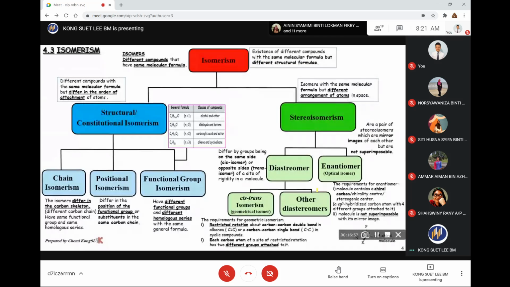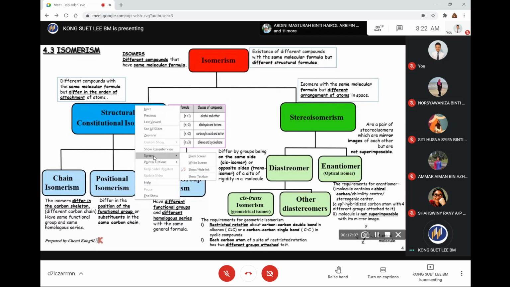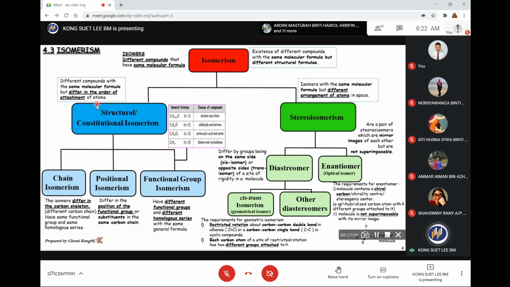Okay, so next proceed. Isomerism 4.3. Based on here, you have to know that isomerism divides into two parts. Okay, one is structural or constitutional isomerism.